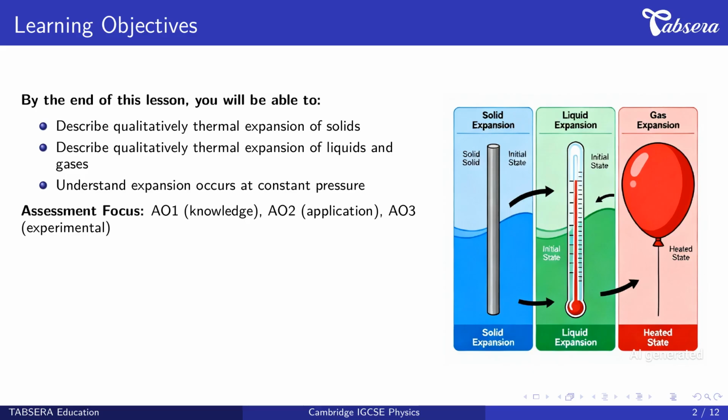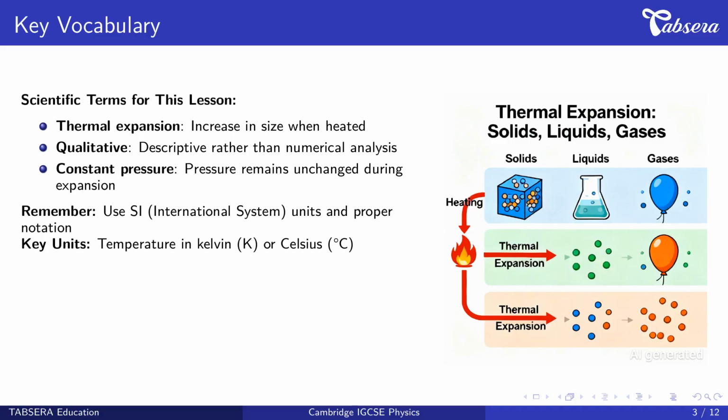These objectives align with Cambridge assessment objectives. AO1 tests your scientific knowledge, AO2 examines application skills, and AO3 covers experimental understanding. Now let's define our key vocabulary. Each term is essential for understanding this lesson.